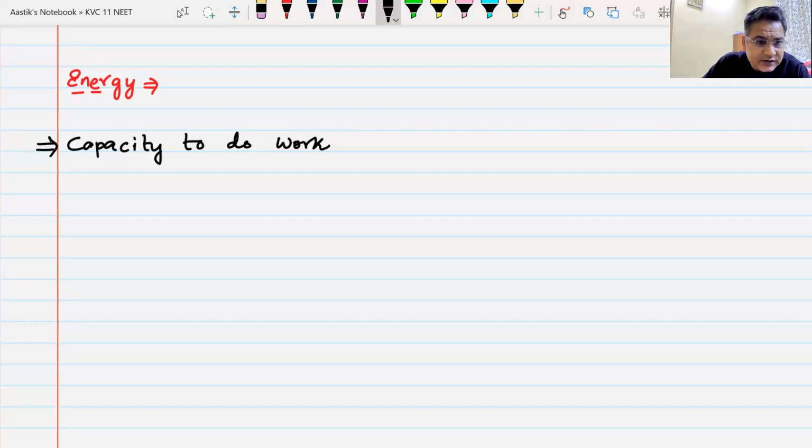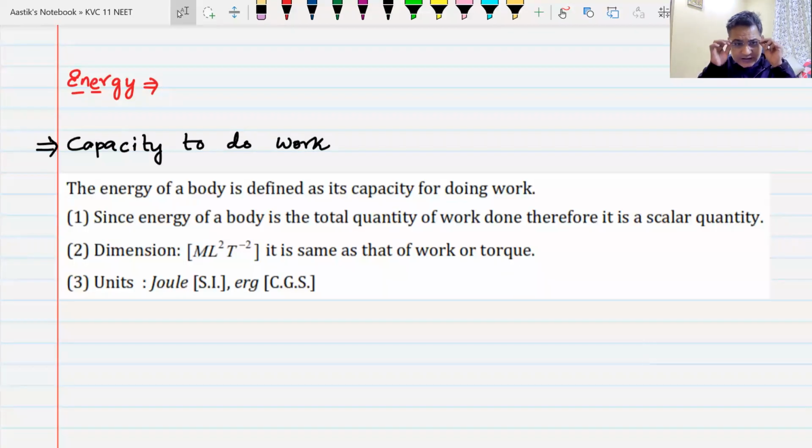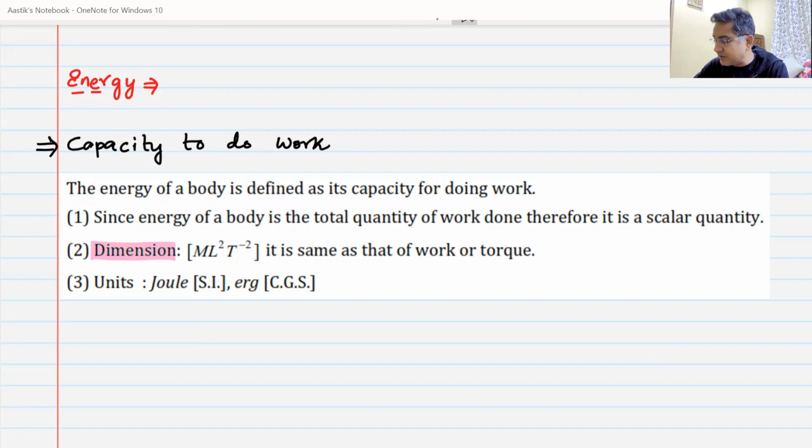This is the same term that we have used in your lower standards, 7th standard, 8th standard, 9th standard. Energy is the capacity to do work. It still remains the same, nothing new addition. The only thing you have to understand is what are its dimension and what are its SI unit. So remember, the dimension of energy is ML²T⁻². Remember this dimension, don't forget it.